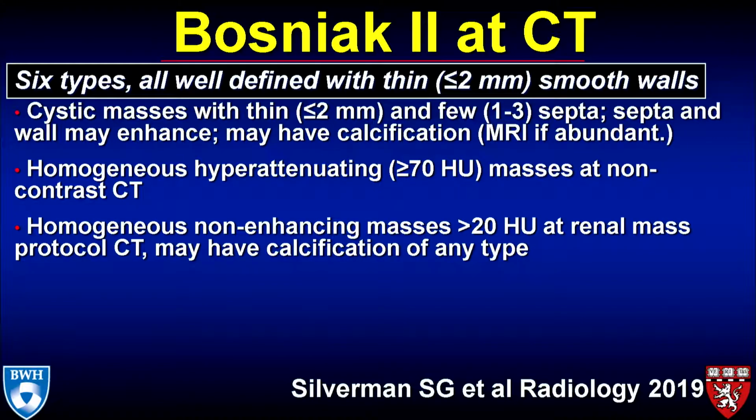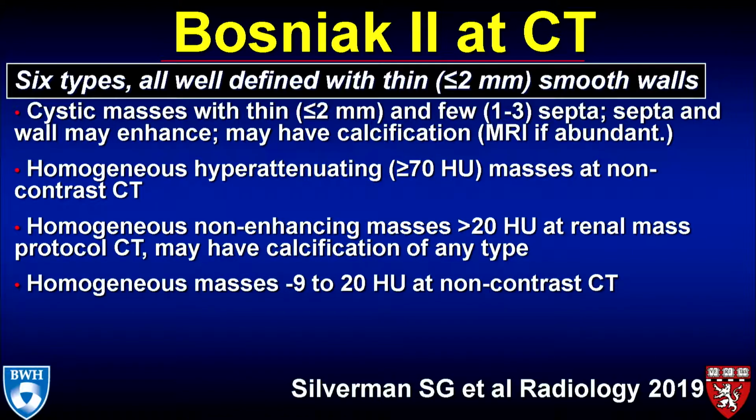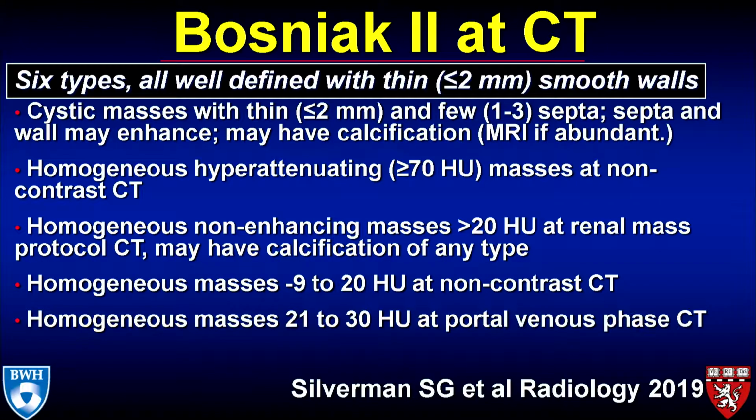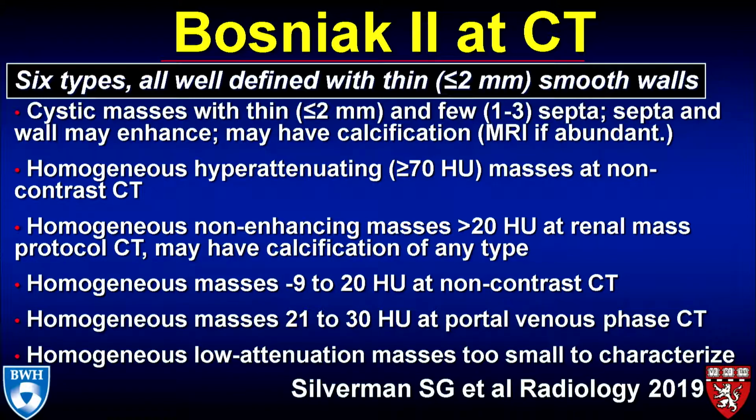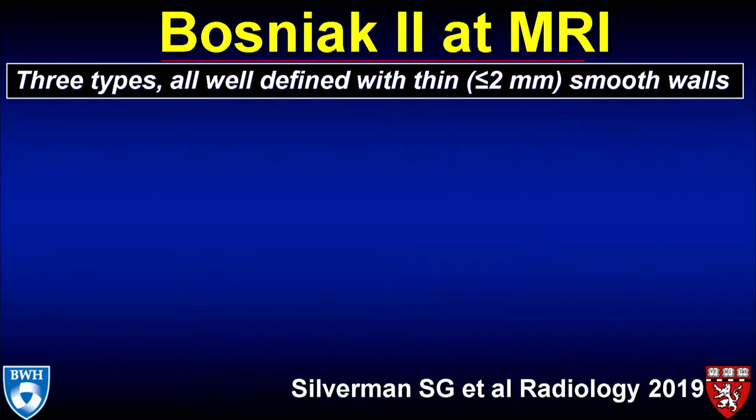The third is a homogeneous, non-enhancing mass that measures over 20 at a renal mass protocol CT. It may have calcification of any type. A homogeneous mass on a non-con CT that measures 20 or less. That's the simple cystic perirenal mass. And then on a portal venous phase CT, a mass that measures up to 30 Hounsfield units, okay, can be considered a Bosniak 2 cyst, and a homogeneous low attenuation mass too small to characterize, okay? So that's all the masses you might see on a CT. We now can call those Bosniak 2 lesions.